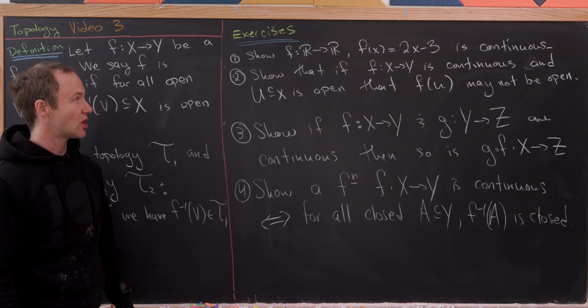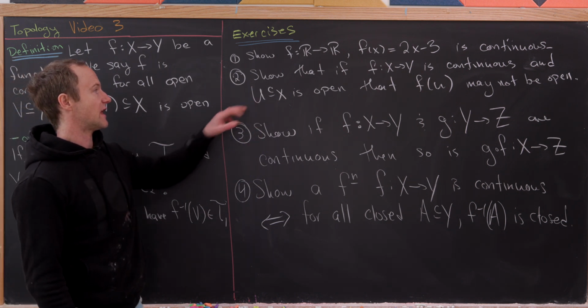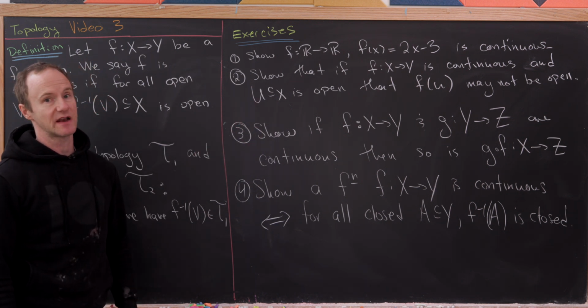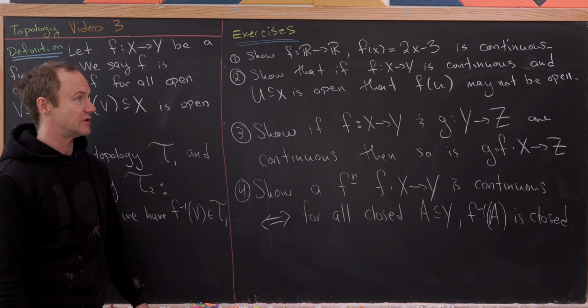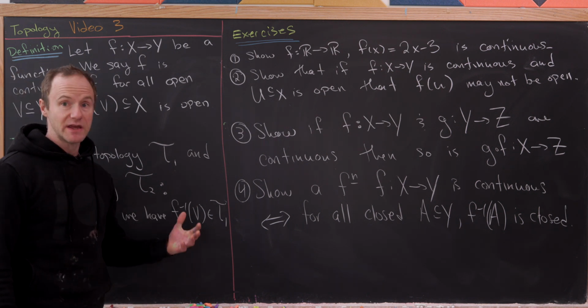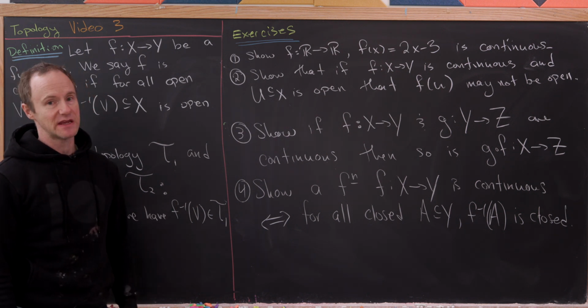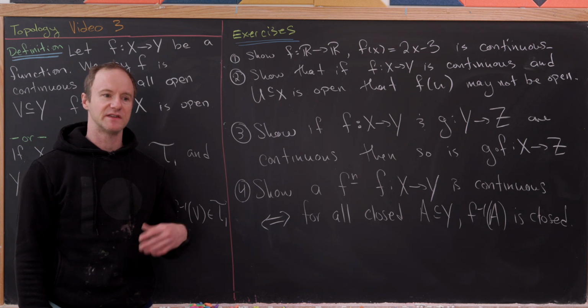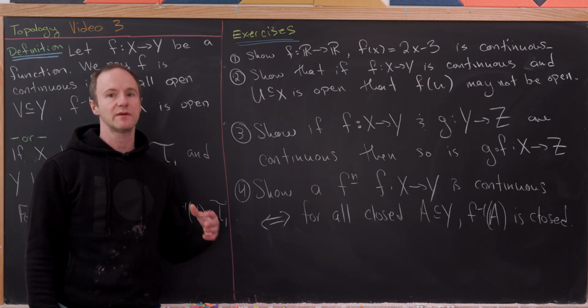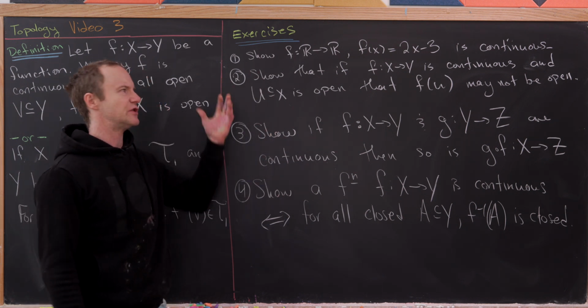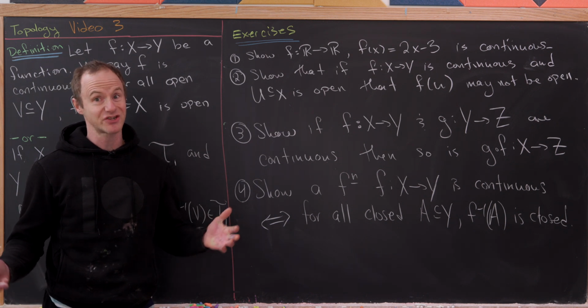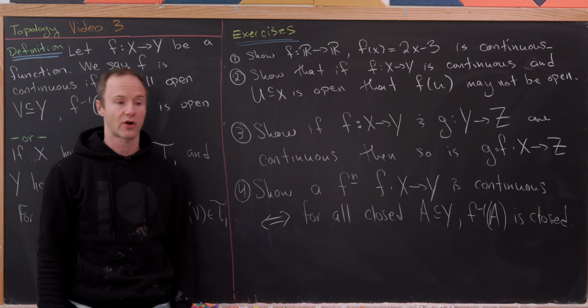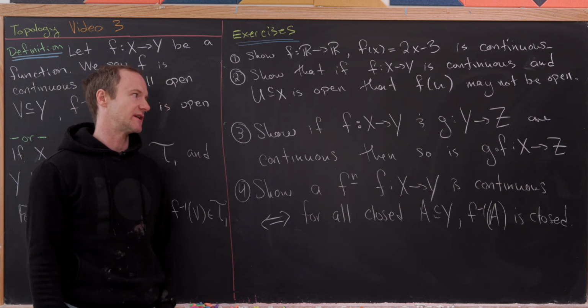Now let's show that if F is continuous and that U is an open subset of the domain, that F of U, the image of U, may not be an open set. So that's why we define this continuity in terms of pre-images, not images. And all you have to do is find an example. And actually, an example already occurred in this video if you just find it.